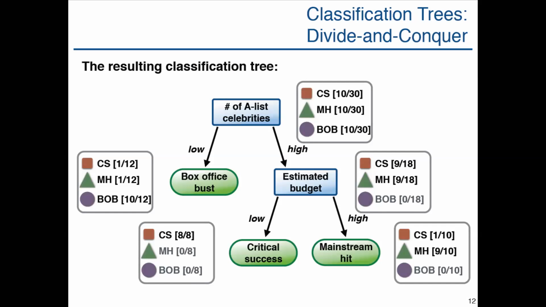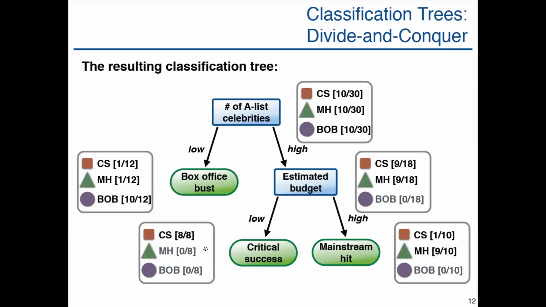We define purity like this: within a class, so for example, let's consider this node here, the one that comes after estimated budget, the low one. In this node you have all the movies that are classified as critical success. So you had 8 total movies. All of those 8 movies are classified as critical success, and there are no mainstream hits and no box office busts. This node is as pure as you can get in this case.